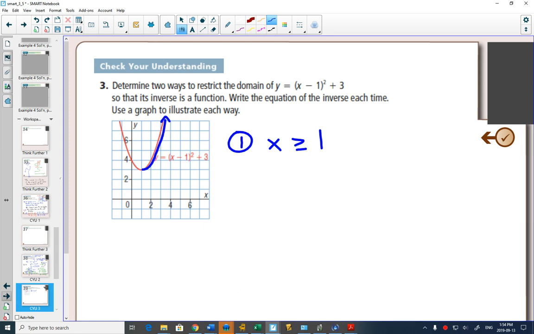Can you see that the blue one is just when the x values are bigger than 1? And if I wanted to look at when the x values are less than 1, that would be that half. Does that half pass the horizontal line test? Yes. It's only when we have both of them together that it doesn't. So if we restrict it by saying, I'm only taking half of the parabola, then my inverse is the function.